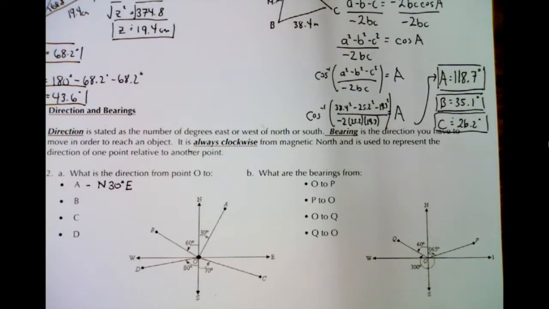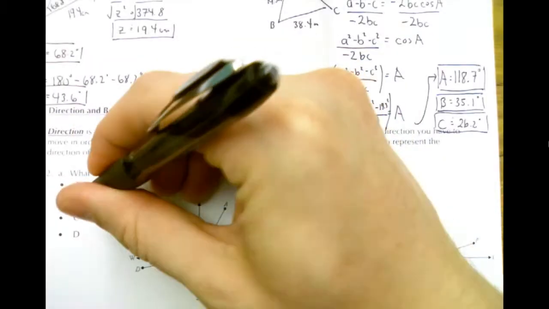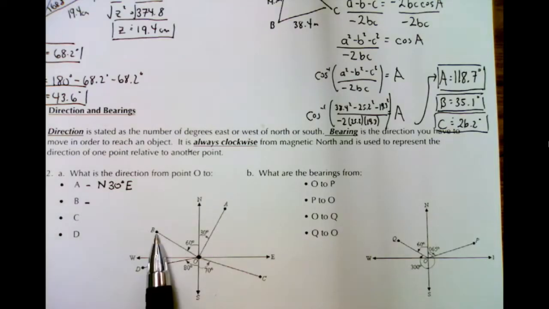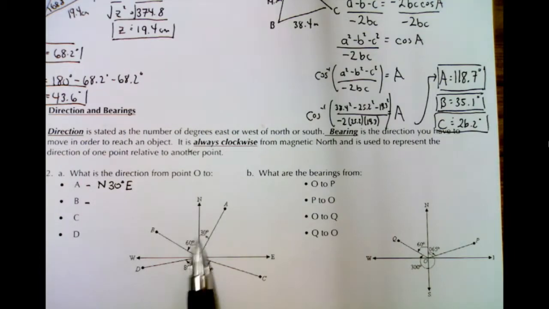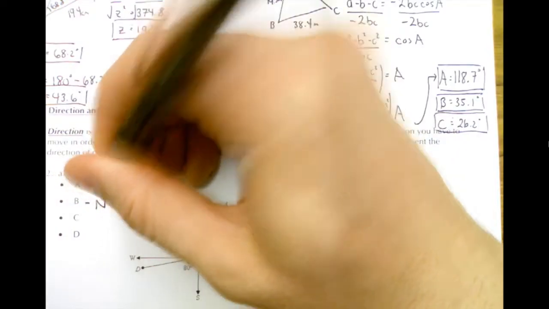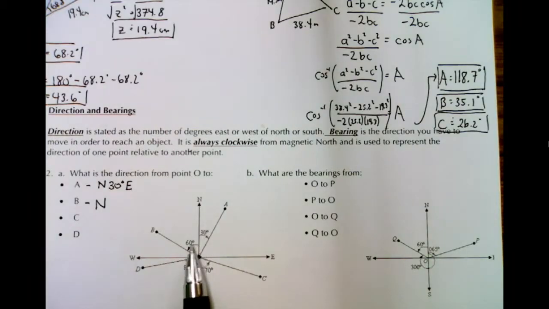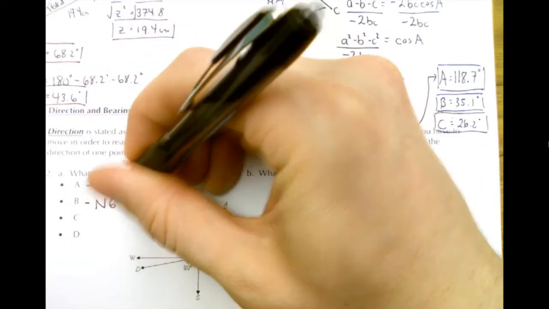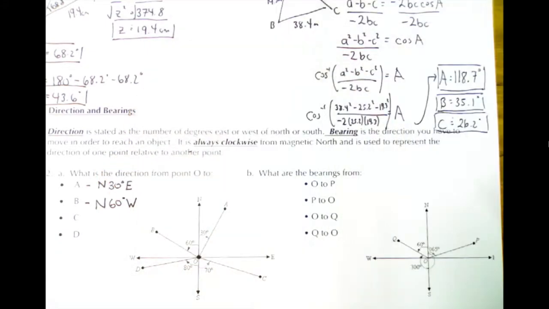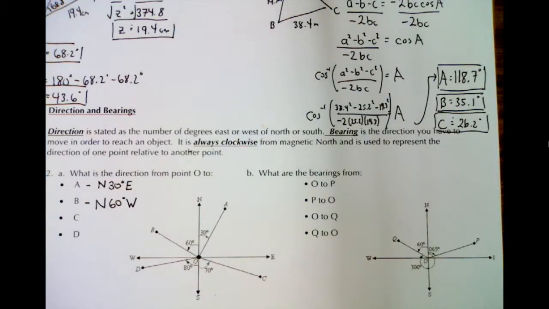Sorry, our direction. B. B is also closer to north because we have to go up to get to it. So we start with saying north. And in this case, we're going towards the west. And we're going 60 degrees towards the west. So we have north 60 degrees west.